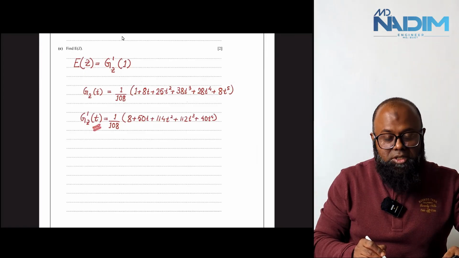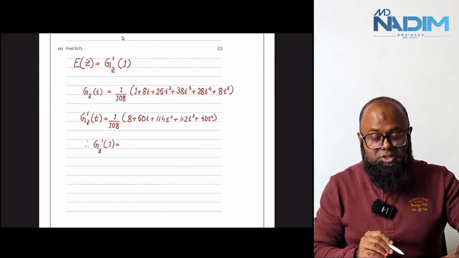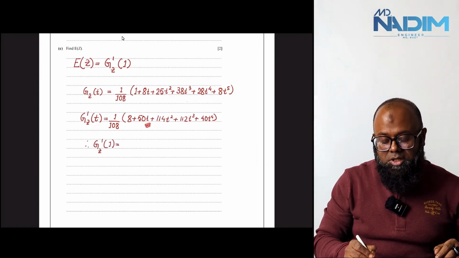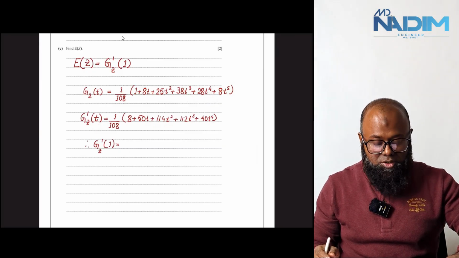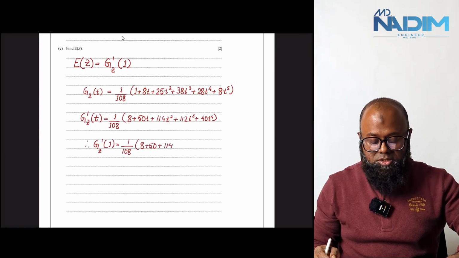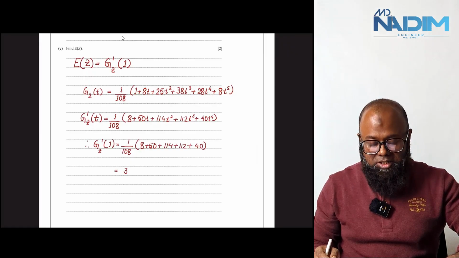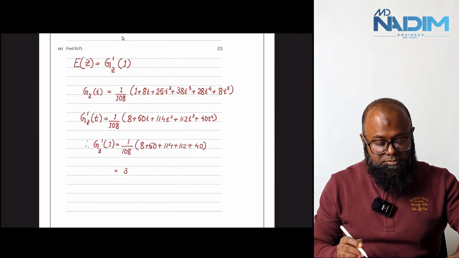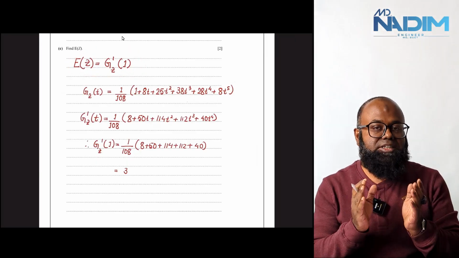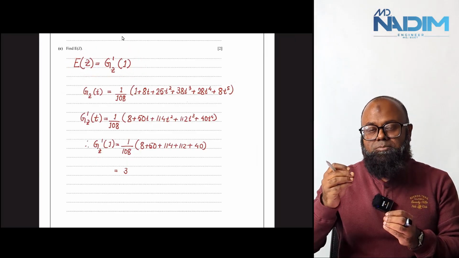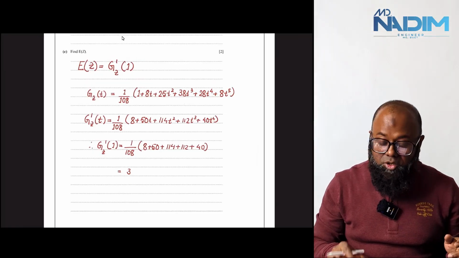Now, I have to find the value of the first derivative at t is equal to 1. So, put 1 in place of t. It would be 8 plus 50 plus 114 plus 112 plus 40. So, I am getting 3. So, that means E of z is equal to the first derivative at t is equal to 1. So, you will get the Ez. That is all about this sum.